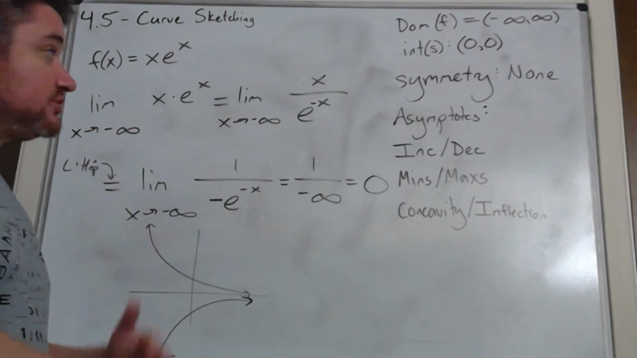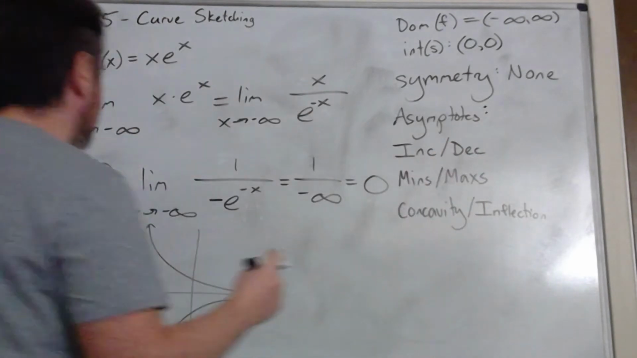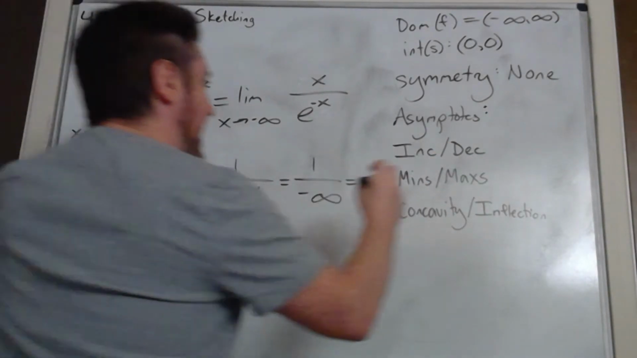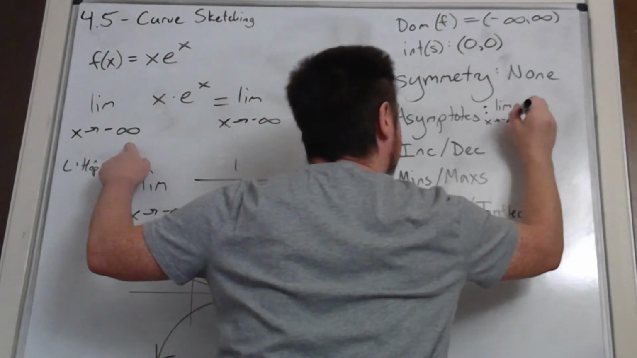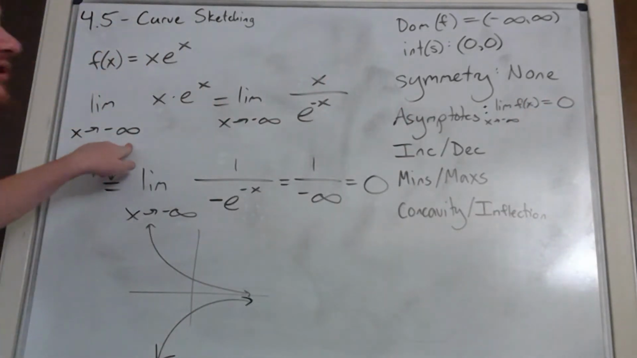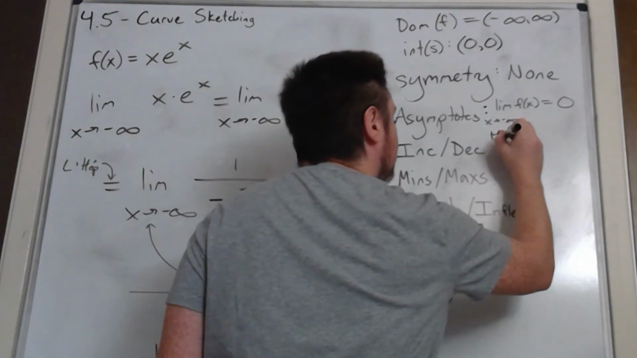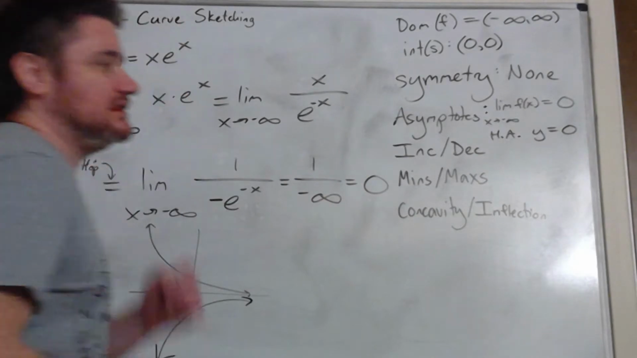But again, we're explaining this all thoroughly. Horizontal asymptote, I could write this two different ways. I could write it using the limit notation. That might be helpful. Limit as x approaches negative infinity of this function f is 0. Why do I want to write it like that? Well, that tells me that the horizontal asymptote is the line y equals 0. Okay, so that's a line.